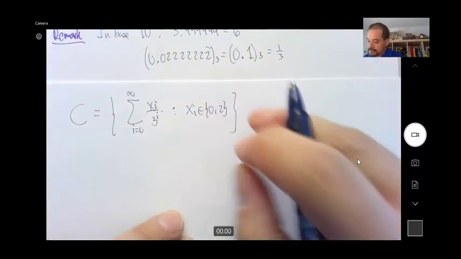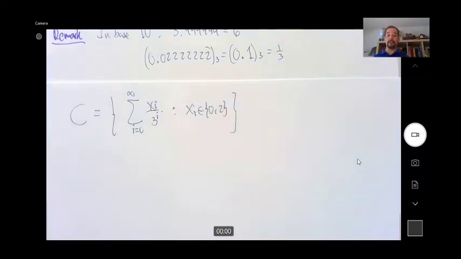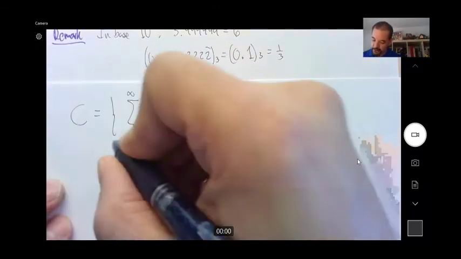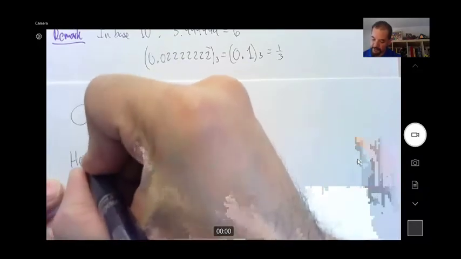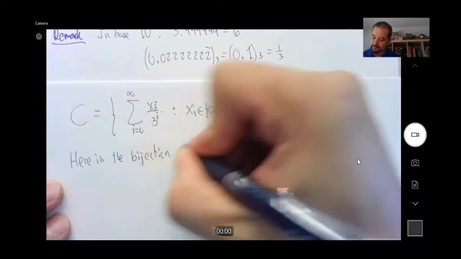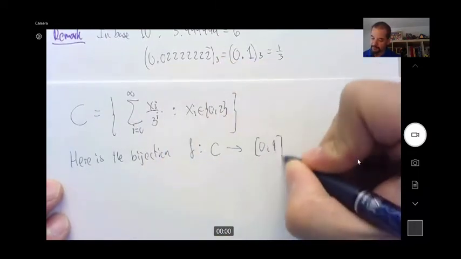Okay, and why is this in one-to-one correspondence with the entire interval? Well, the same way we did base 3, we could do base 2, binary. Binary is more familiar to you, right? So binary is only 0s and 1s. So here, this would be the bijection f from C to the closed interval [0, 1].